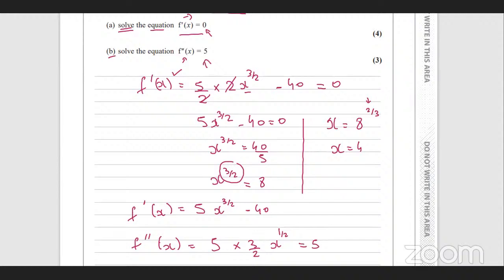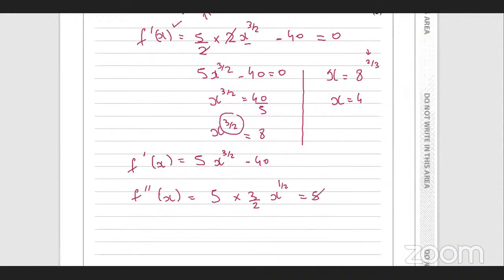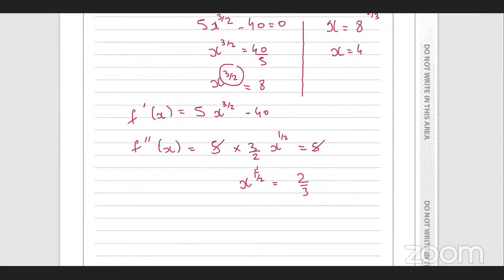Okay, so we know that this 5 and this 5, they can be cancelled, and x to the 1 by 2 can be written as 2 by 3. Since this is the power 1 by 2, I'll square both sides and I will get x equals 2 by 3 squared, that is 4 by 9. Okay, so this is how we first made our equation and then solved it.